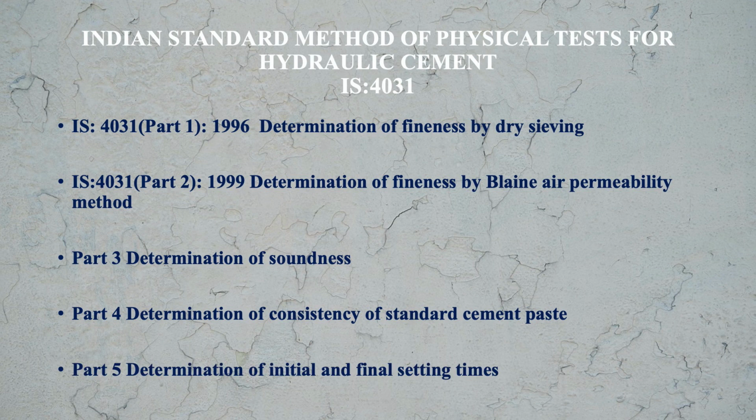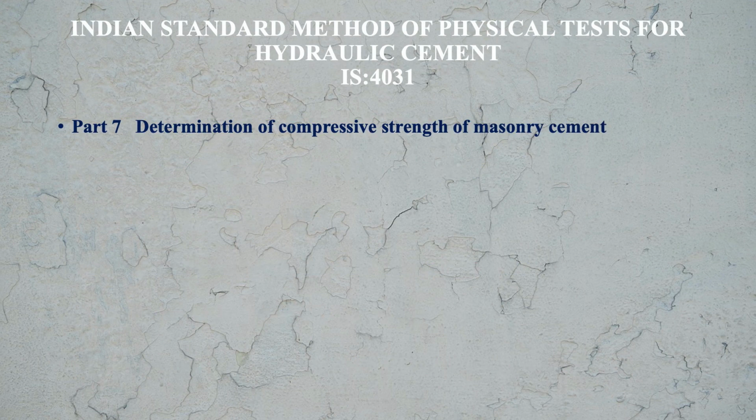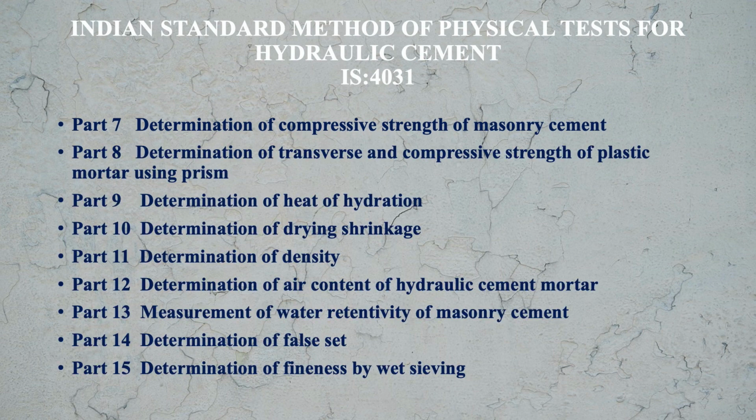Part 5 of this code deals with determination of initial and final setting time, whereas part 6 deals with the determination of compressive strength of hydraulic cement other than masonry cement. Part 7 of this code deals with determination of compressive strength of masonry cement. Likewise, there are different parts. Some important ones I am telling you here.